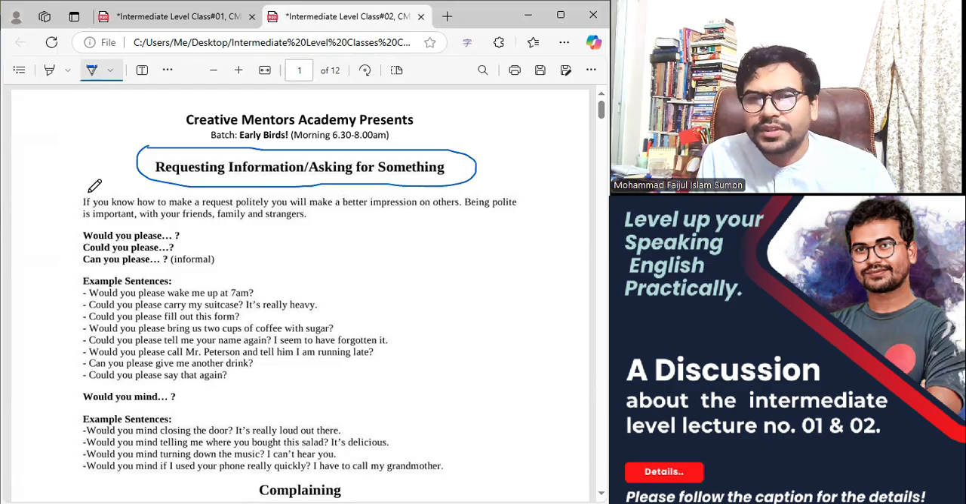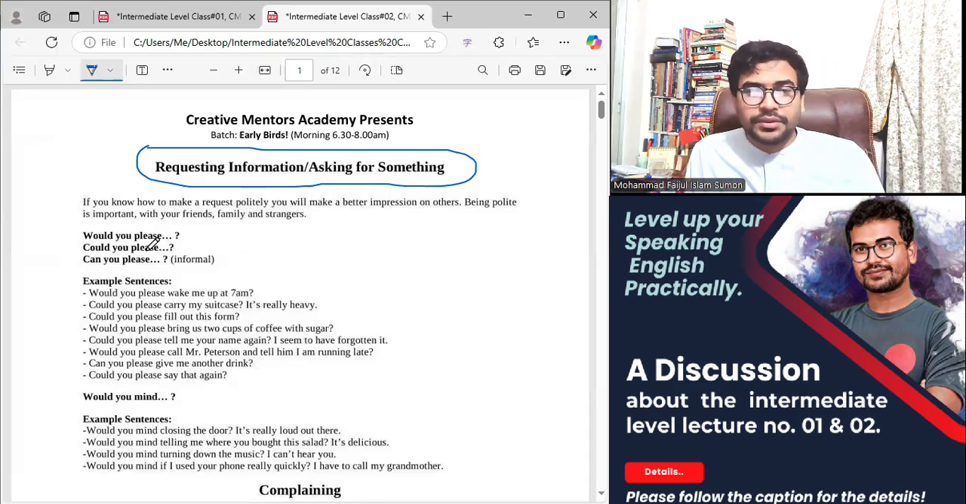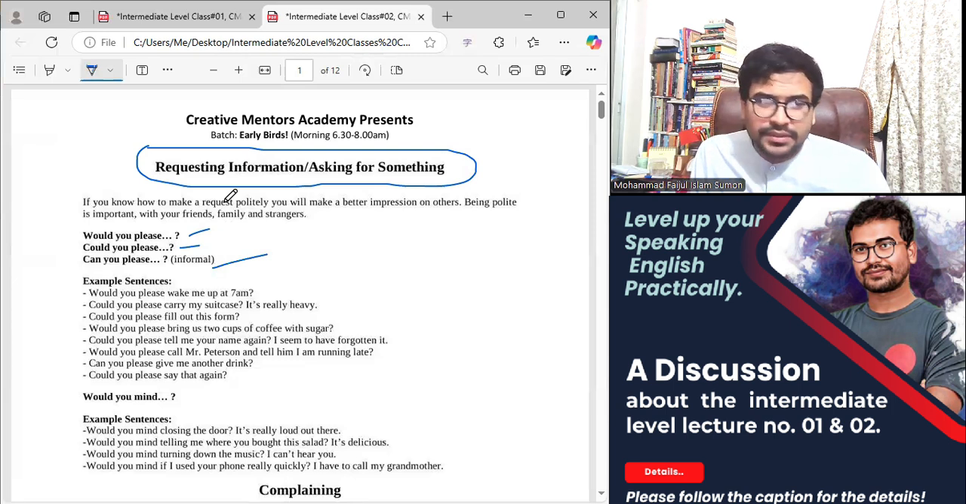That is why try to make your request humble and polite and respectful. Being polite is absolutely important, with your friends or family or strangers or teachers, seniors. Would you please is polite. Could you please is polite. Can you please is impolite, informal. So polite equals formal, and impolite equals informal. In this segment, you need to just read once or twice.